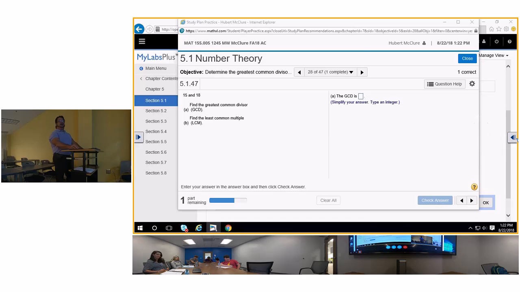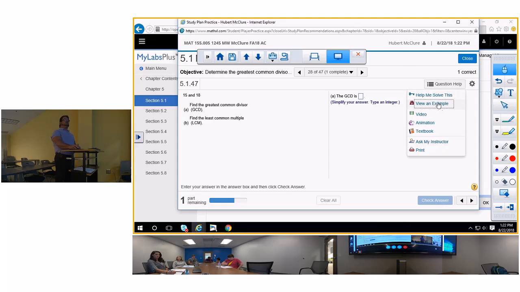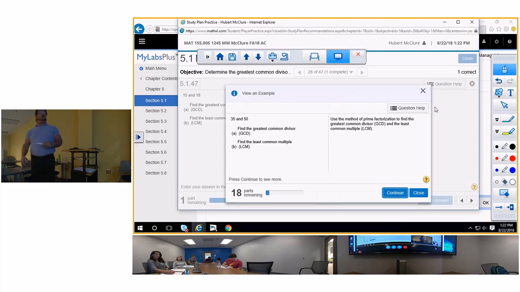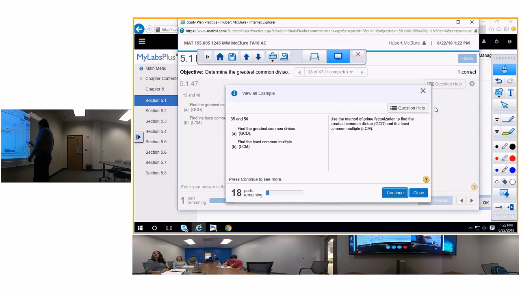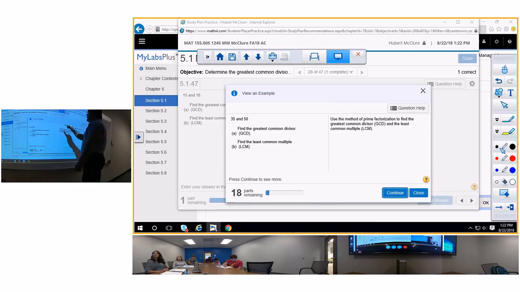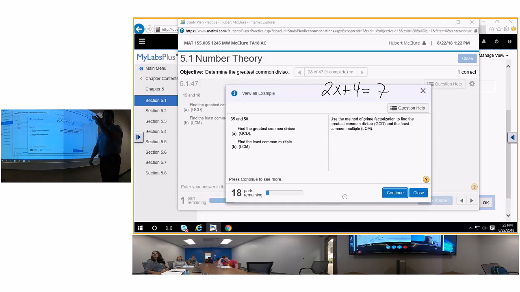Exactly. All right. But what's next after help me solve this? The next thing is view an example. Here is view an example with that same tutorial, the same guided tutorial. 2x plus 4 is equal to, what was it? 7. I'll just make it up. Whatever, we'll use this.